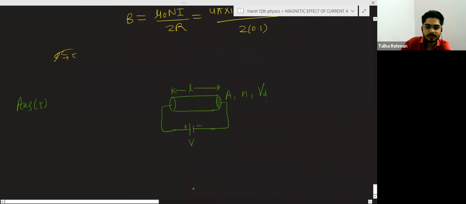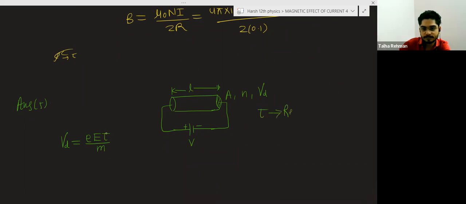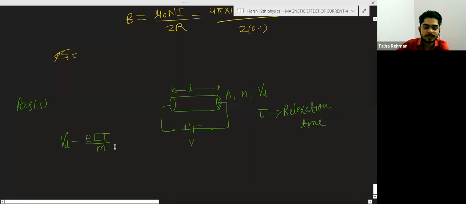So we know that the expression for the drift velocity is given by E tau by m. What is E? Charge on electron. E is the electric field. Tau is the relaxation time.